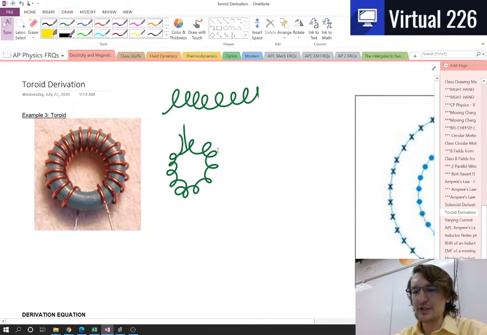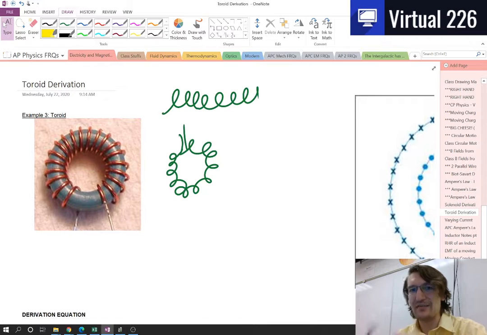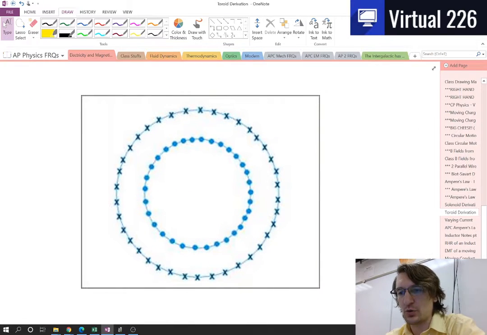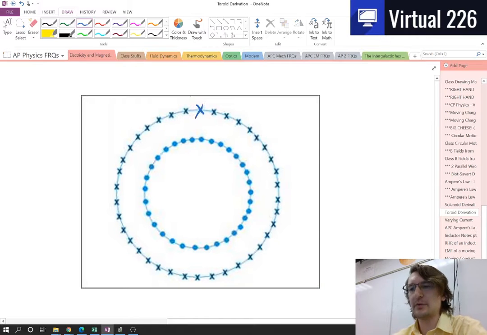So how could we actually figure out what the B field is inside of this toroid, this turned over solenoid here, this kind of donut shape? Well, here's another picture of a toroid. What we have here are X's and dots. This means that the wire is going into the page on the top, and then the wire is coming out of the page down below. So we actually know that this is the direction of the current. This is a current going in, and then this is a current coming out.